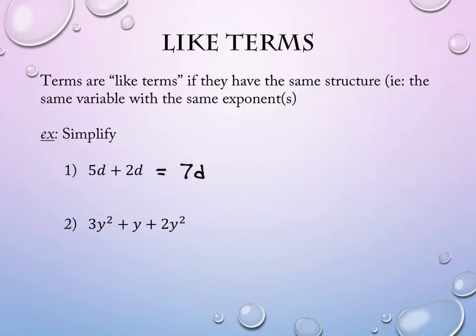On number 2, while the variables are all y, some of these terms are not like the others. In particular, the first one and the last one are y squareds, but the middle one is simply y to the power 1, whether it's written or not. So it's not like the others. So we can't combine all three of these together, but we can combine the first one and the last one because they're both y squared terms. So we have 5y squared, and then we still have our plus y.